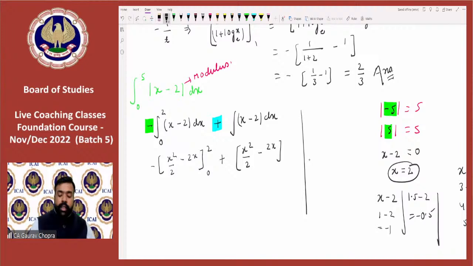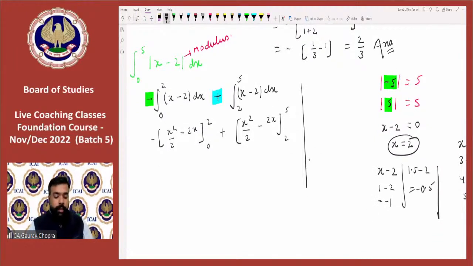So here we can change the limit, that is from 0 to 2 and then from 2 to 5. We have to split the function into two parts. One part will be negative, the other part will be positive. For the negative part, we have to find the limit up to which the function will be negative, and after that the function becomes positive. That is why we have split it into two parts. All right. Now just apply the limit.